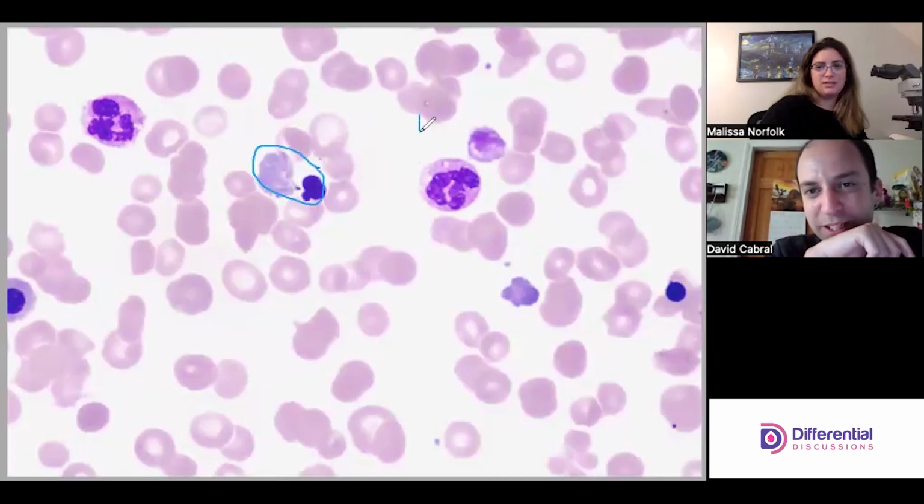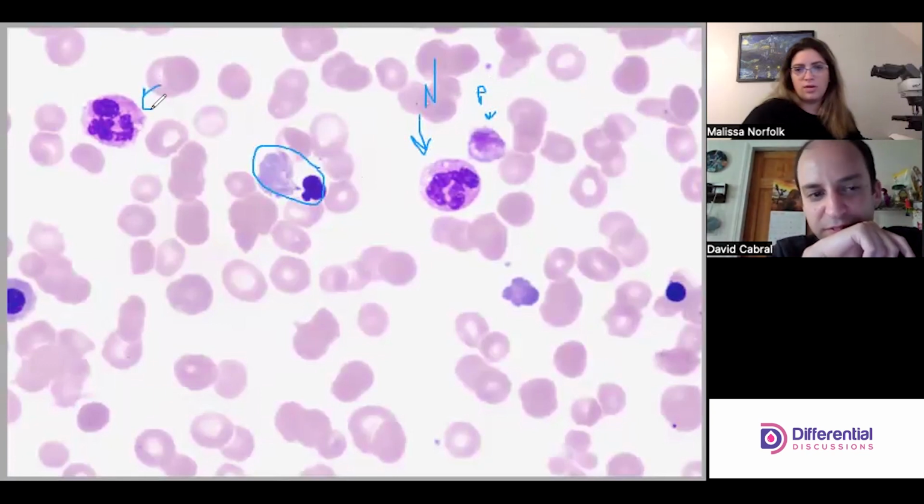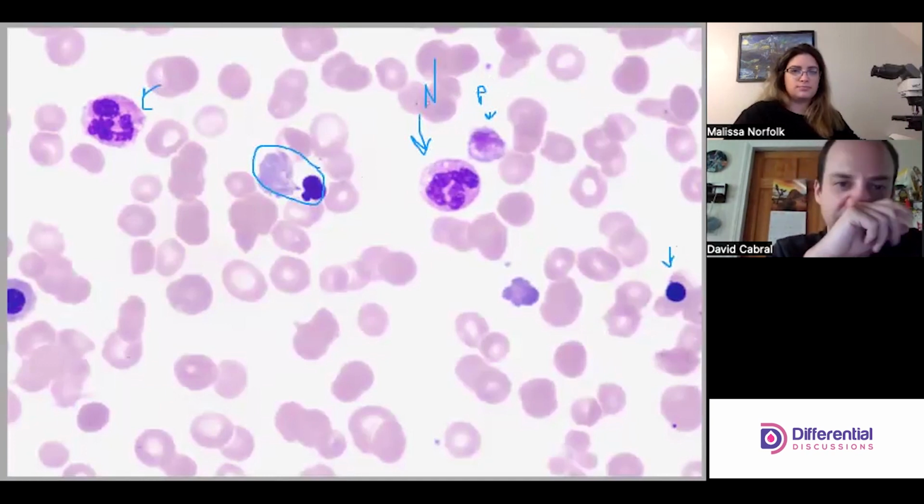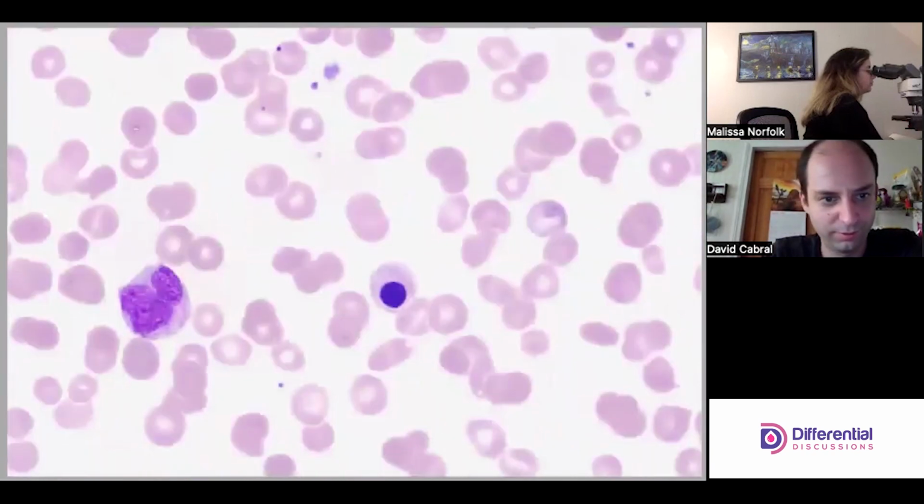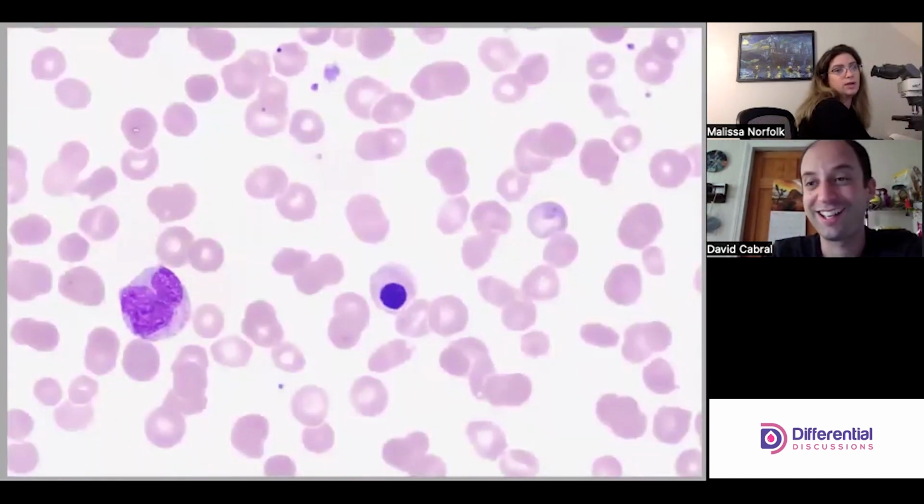And we have a funky platelet on top of a neutrophil. And then we got a big platelet. And then another neutrophil. Some NRBCs. Another mono.